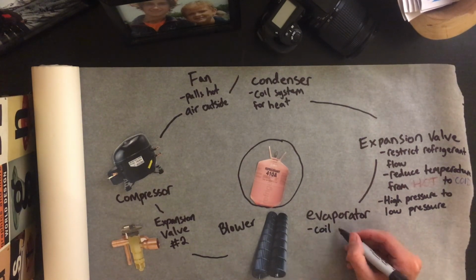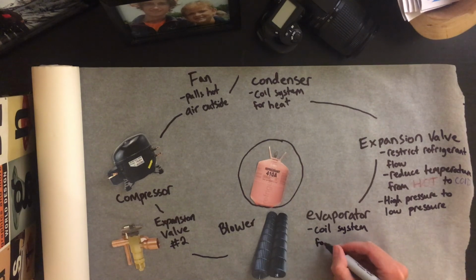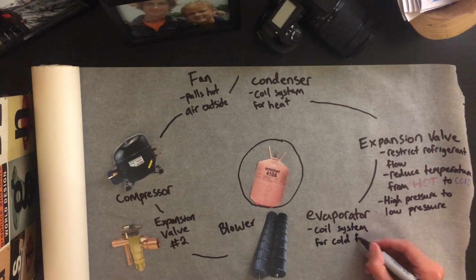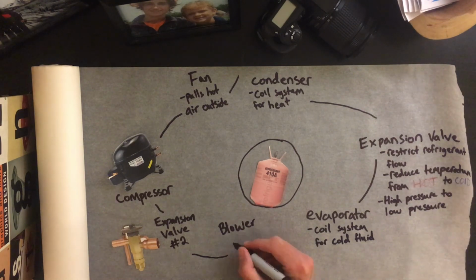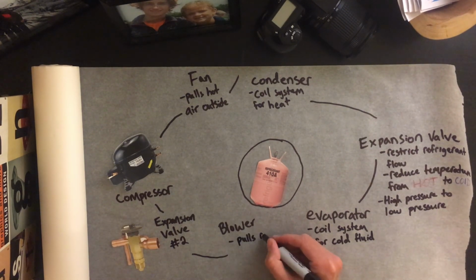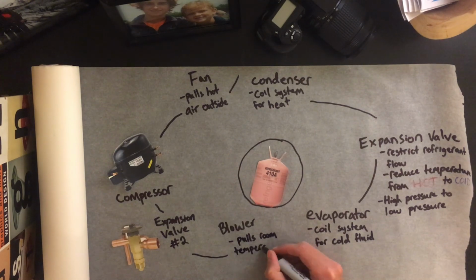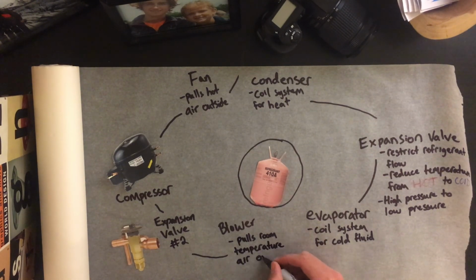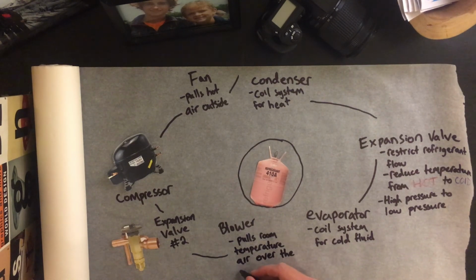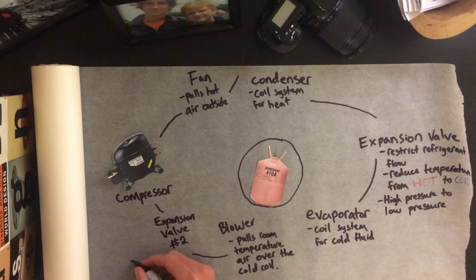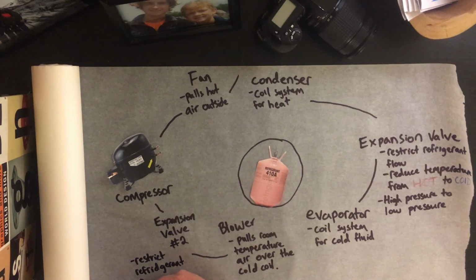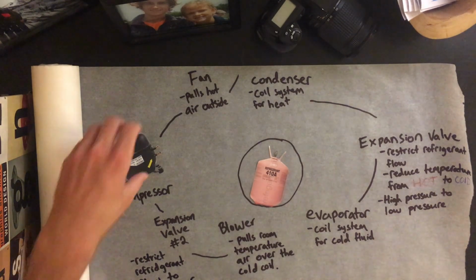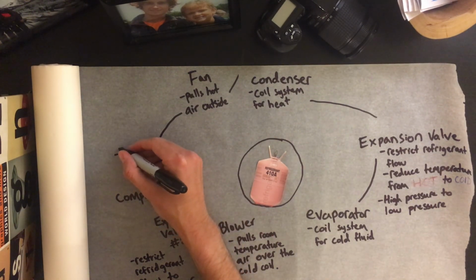The evaporator is the coil system that deals with the cold refrigerant. The blower pulls room temperature air over the cold coil. This cold air is then sent back to the room. During this process, the refrigerant turns from a liquid to a vapor. The compressor, in conjunction with the second expansion valve, work to raise the pressure of the refrigerant from low to high. As the high pressure refrigerant cycles back to the condenser, the refrigerant becomes a liquid, as it was at the beginning of the cycle.